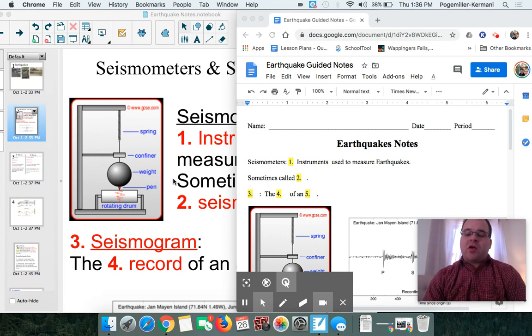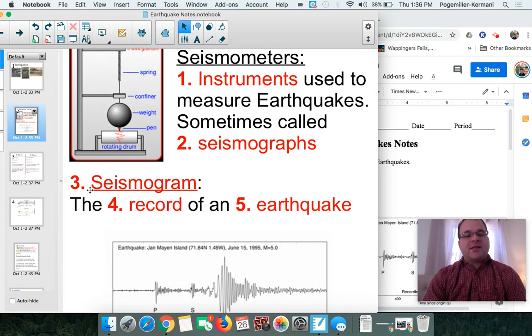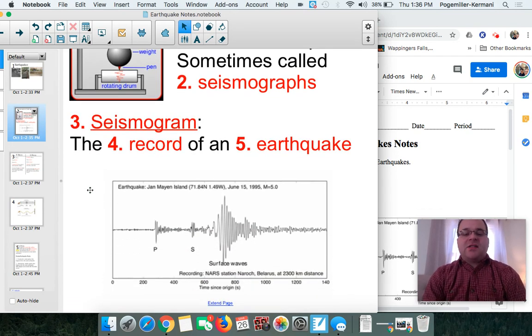And what are they recording on that little rotating drum? Well, it's called a seismogram, and it is a record of an earthquake. So it records the first wave that arrives, called the primary wave or P wave. Then it records the secondary wave or S wave. And then the surface waves, the last type of waves. If you look at the bottom, it says the time it arrives. And the more intense the waves, the higher up and down it will go.